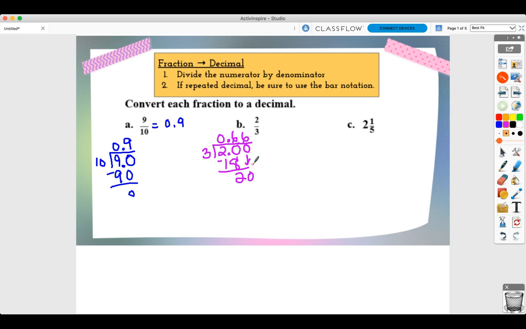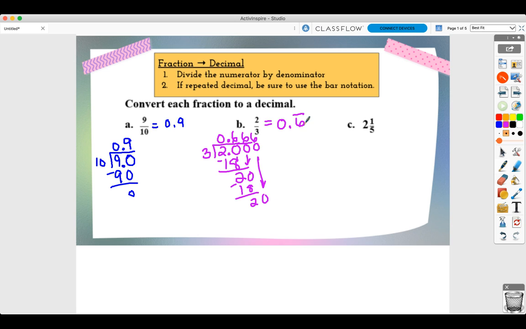If you notice, there's going to be a trend here. That's going to be 18, subtract, 2, another 0, bring that down. 3 goes into 20 6 times. So this is going to be a repeating decimal. I don't want you to round this. I want you to write it properly as a repeating decimal. And when you write a repeating decimal, it'll be 0.6 and the repeating bar on top.